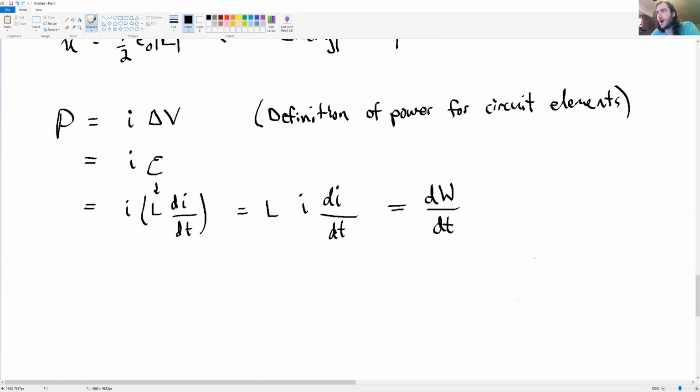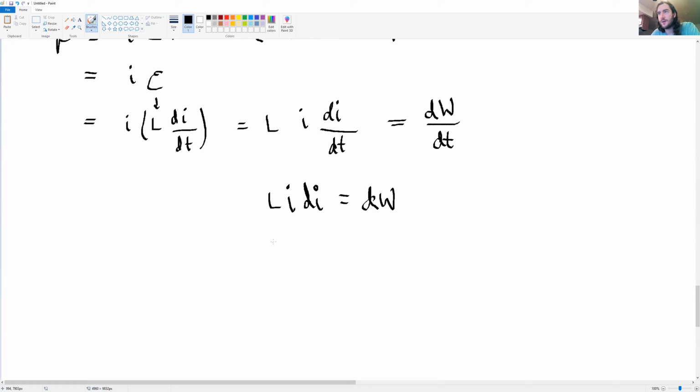So we can drop the time derivatives on both sides. Again, standard practice. So we have Li di is equal to dW, and we can integrate both sides of this equation. On the left, I have 1/2 Li squared. And on the right, I have the work done, or the energy that is needed.